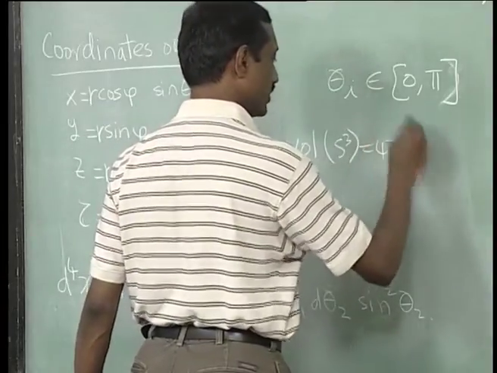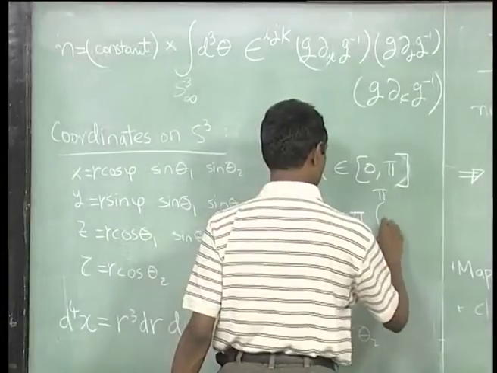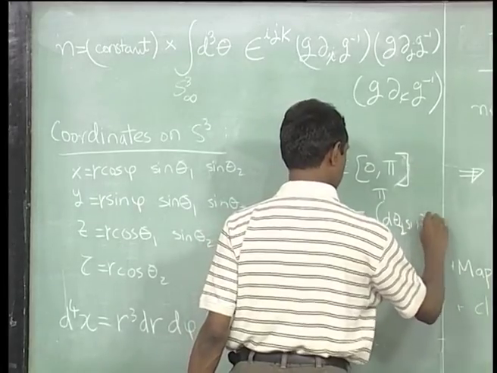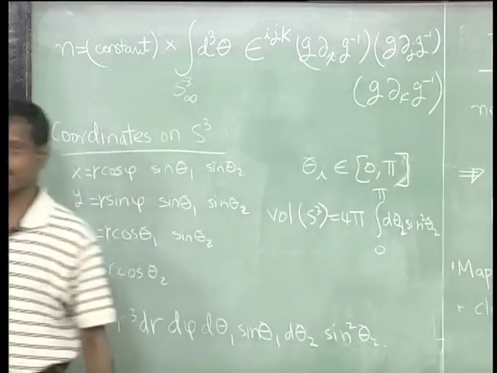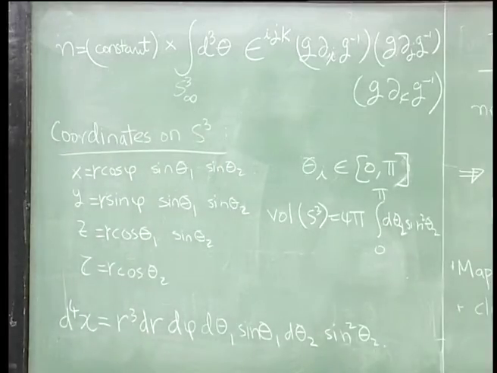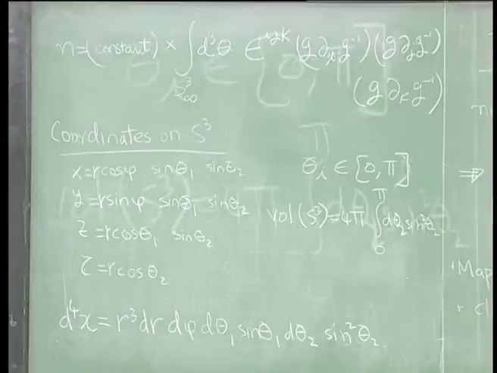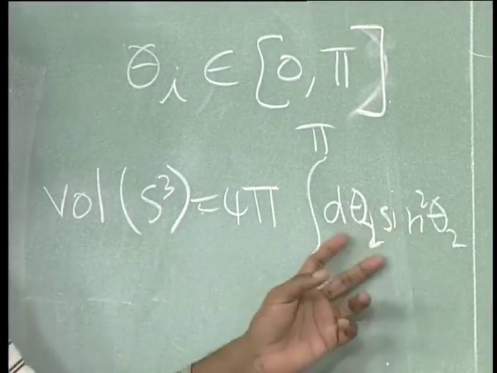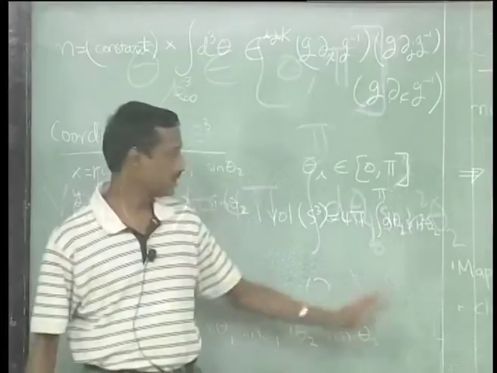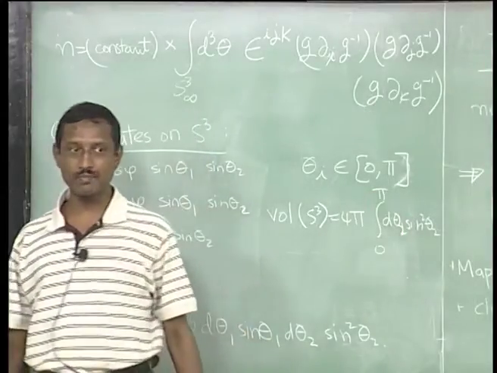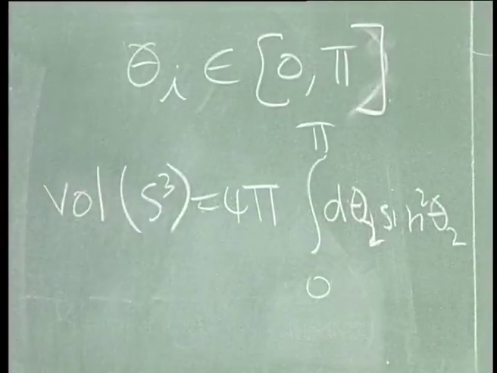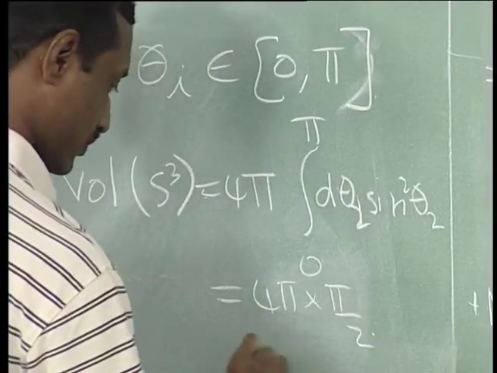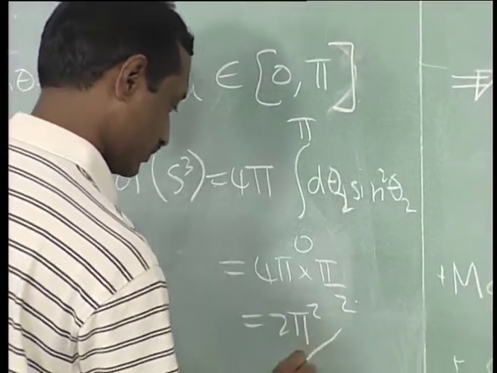So I need to do only one integration, which is 0 to pi d theta 2 sin squared theta 2. This is very easy to do because I can use the identity where it is 1 minus cosine 2 theta, and that is an integral over the full range that averages to 0. So this just gives me a half. So there will be a half into a pi, so it will give you pi by 2. So the useful result is that it is 4 pi into pi by 2. So this is 2 pi squared.